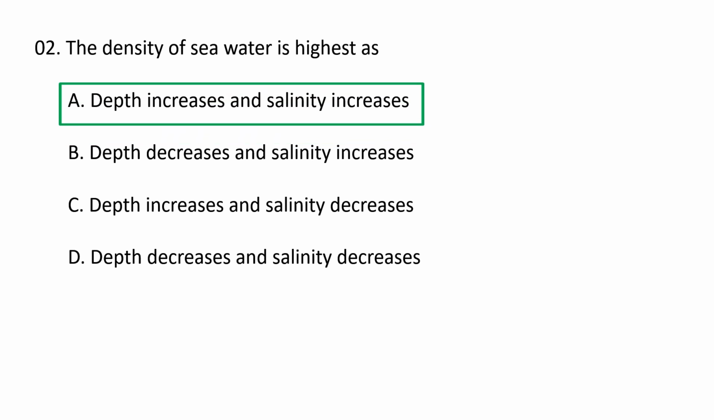The density of the seawater increases with depth, but only slightly. So density is a function of temperature and salinity, and cold salty water is denser than the warm fresh water. At the surface, the seawater density is between 1.02 and 1.03 grams per cc. This is due to the addition of the salts and other dissolving substances. So the density of seawater is highest as the depth increases, the salinity increases. A is the correct option.